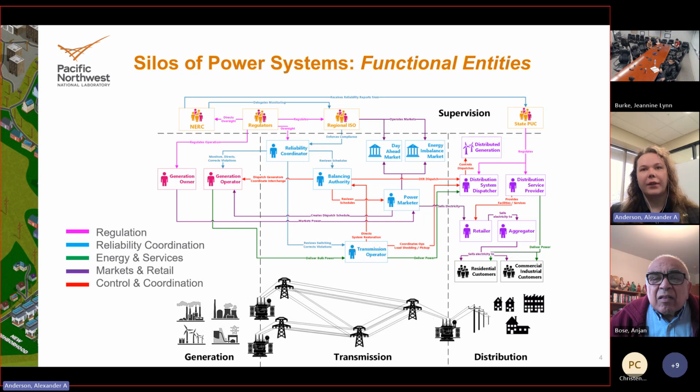Next, we have silos of functional entities. This is a grid architecture representation showing the different stakeholders within the electric grid, where we have generation owners and operators, multiple operating entities within transmission, more and more operating entities within distribution, and very complex interactions between these entities, but each of them have their own representation of the system and their own data silos.